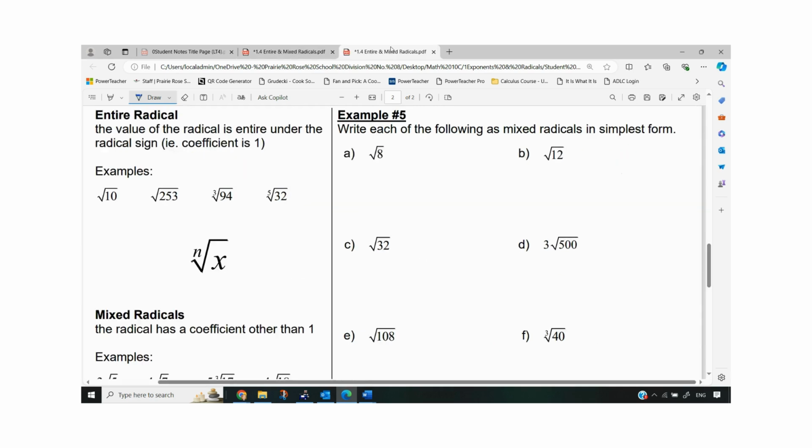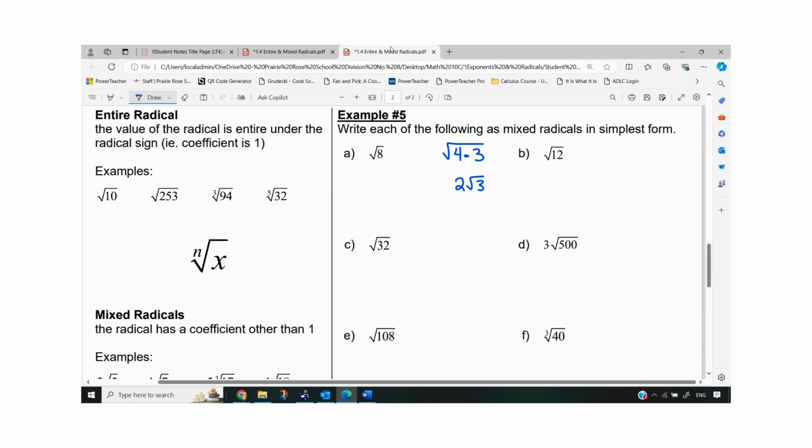So earlier I mentioned an alternative method to converting from entire to mixed radicals in simplest form. And I'm going to show you that here using birthday cake. Now before that, what I want to do is just a quick refresher. If I have root 12, what I've been showing you to do is look for the biggest perfect square that goes into 12. That's going to be 4. 4 times 3. Well, the square root of 4 is 2, and then my leftovers are 3. So root 12 and 2 root 3 are equivalent.